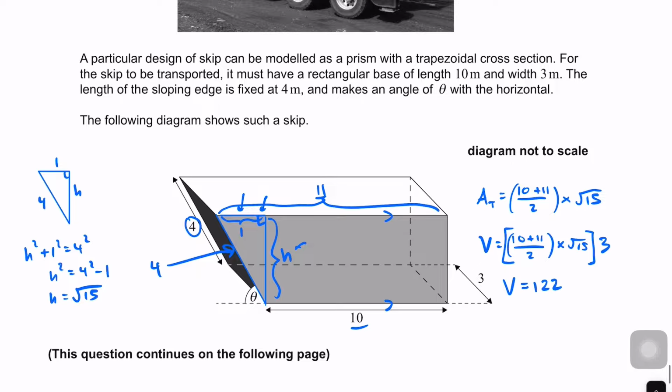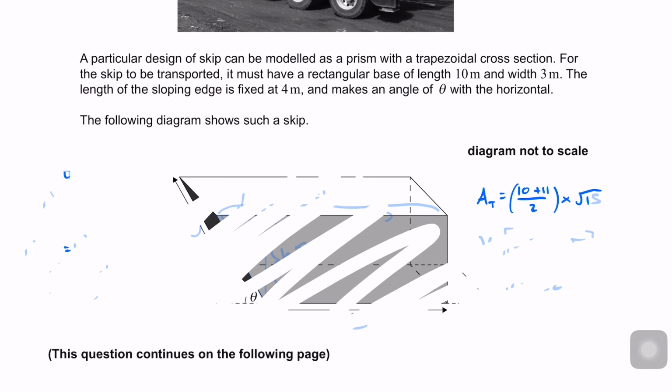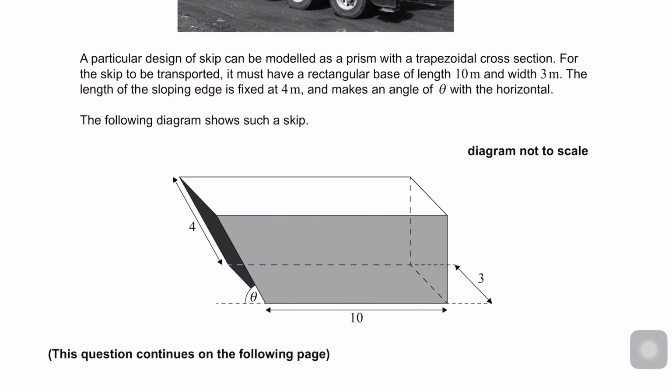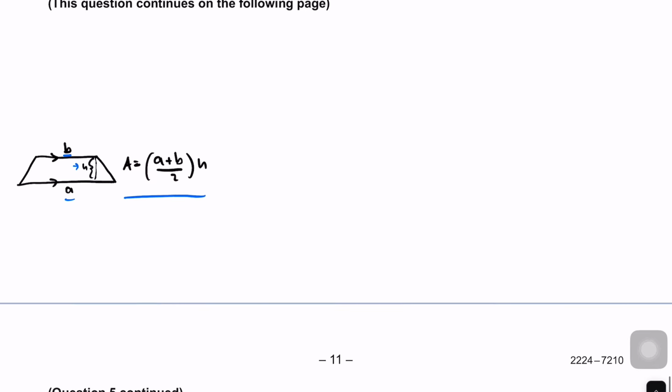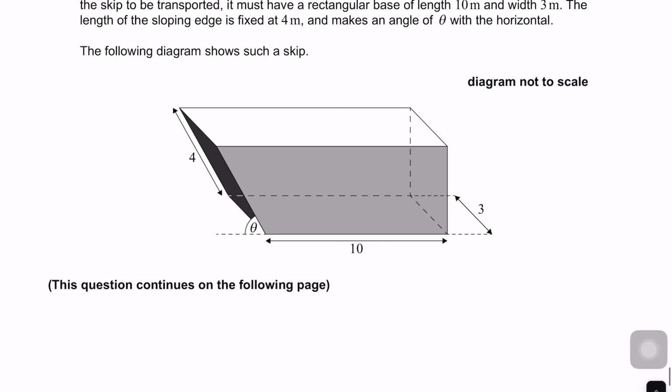So I'm going to clear this up. I don't think we need any of this actually, so I'm just going to completely erase all of this. Okay, so now they're telling us that the height of the skip is equal to 3.2. So in this case, the height is 3.2. And in this case, what is the volume?